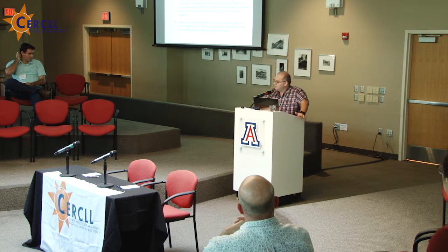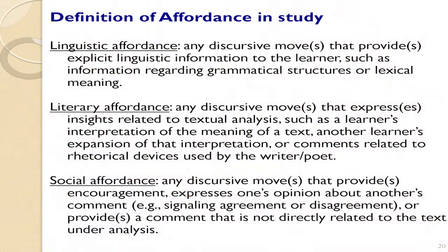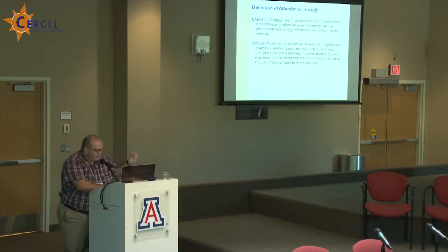And again, we wanted to see exactly what an affordance looks like. So what we did with our data was to delineate three different types of affordances that we found in the student annotations. The first one was what we call the linguistic affordance. So any discursive move that, again, explicitly looked at language or linguistic information: structures, grammatical structures, lexical meaning, something that was focused on understanding grammar or language.